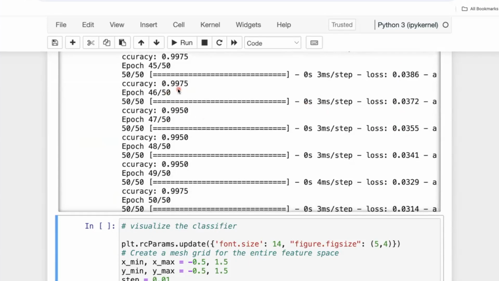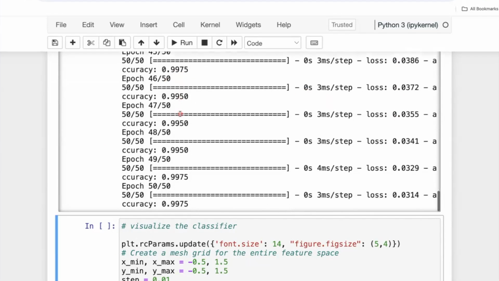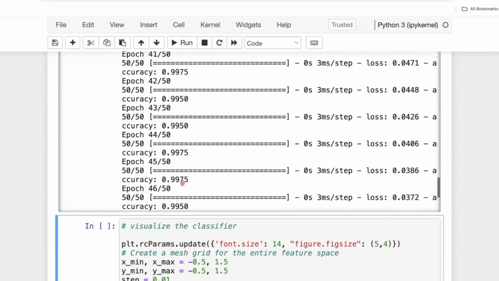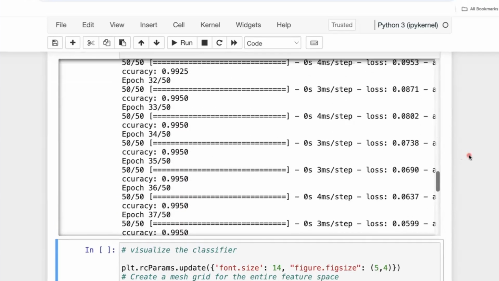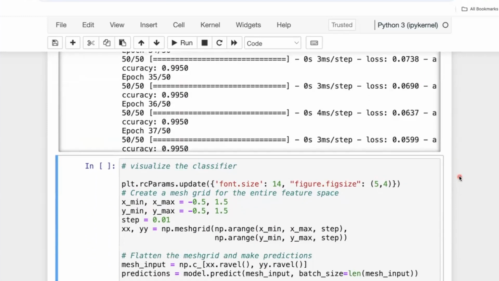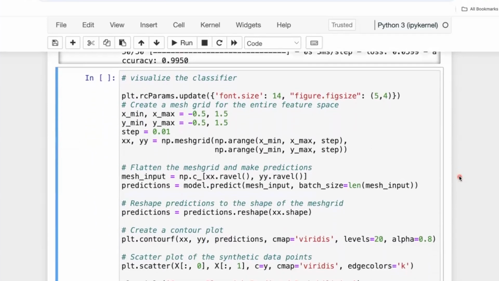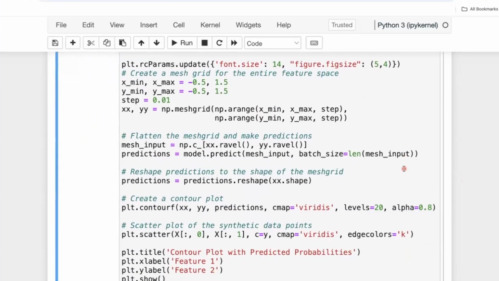If you look at the accuracy scores, we are already very close to 1. So this means that we probably have a really good classifier. Let's dig into this and replot that decision boundary and contour plot that we had before, using this new model. This is the new model that was just trained.